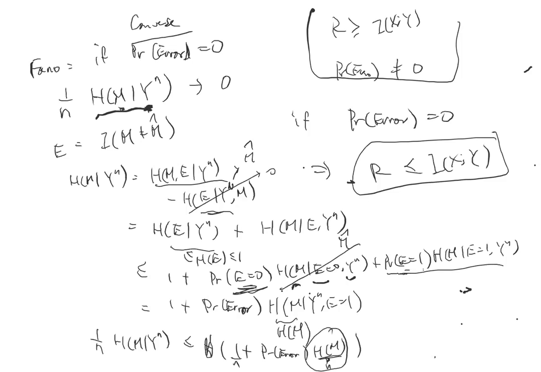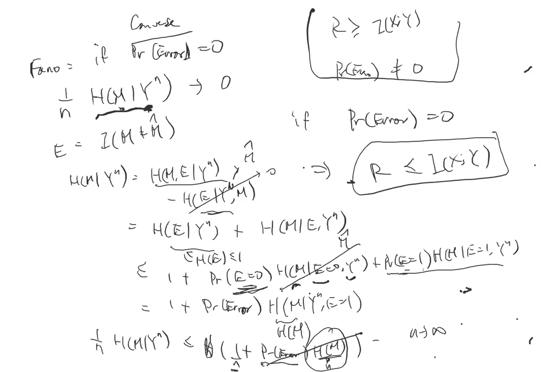This thing here will be finite. It won't be infinite. And if your probability of error goes to 0, then this will be gone. So if n goes to infinity, this will be gone. So the whole thing will go to 0 basically as n goes to infinity.